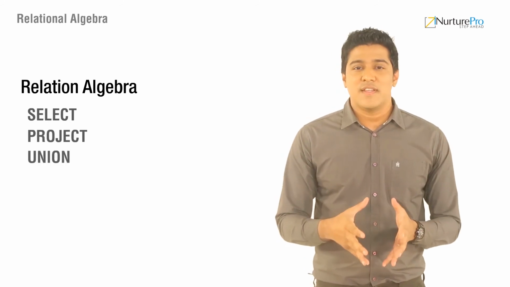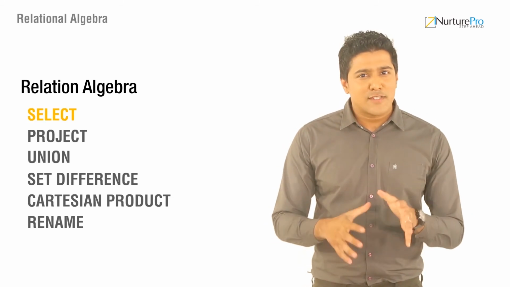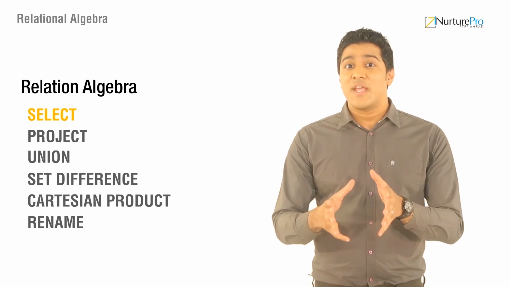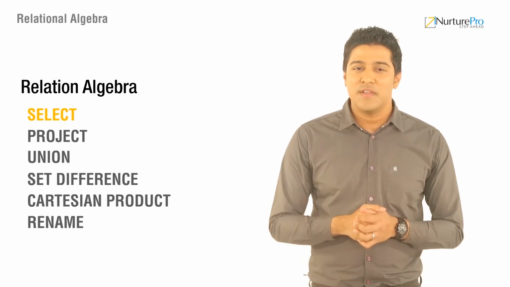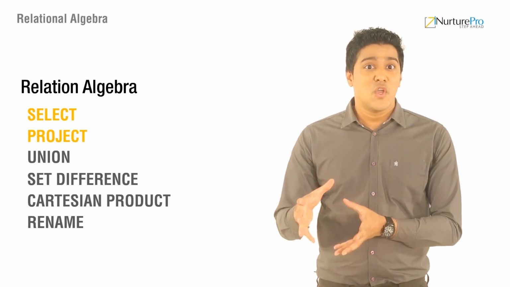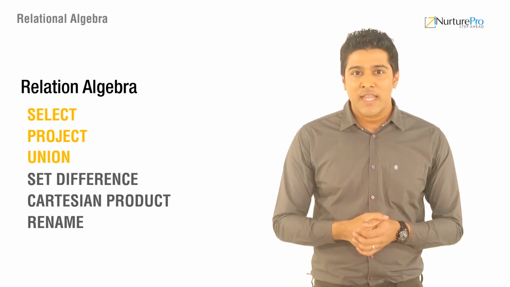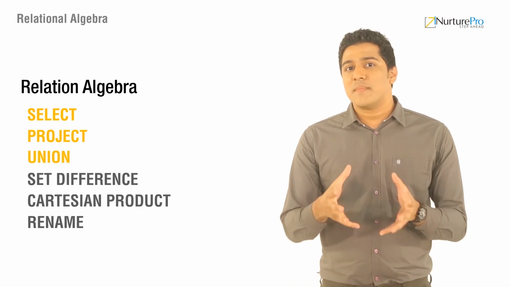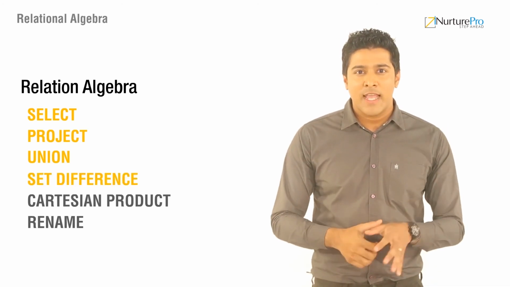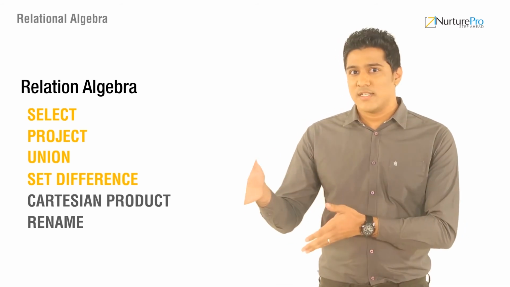project, union, set difference, Cartesian product, and rename. The select operation is used to obtain a subset of the tuples of a relation that satisfies a select condition. A project operation is used to select a subset of the attributes of a relation by specifying the names of the required attributes. A union is used when we need some attributes that appear in either or both of the relations. A set difference is used to find tuples in one relation but not in others.